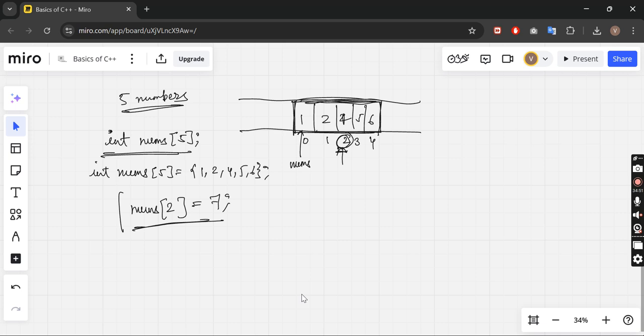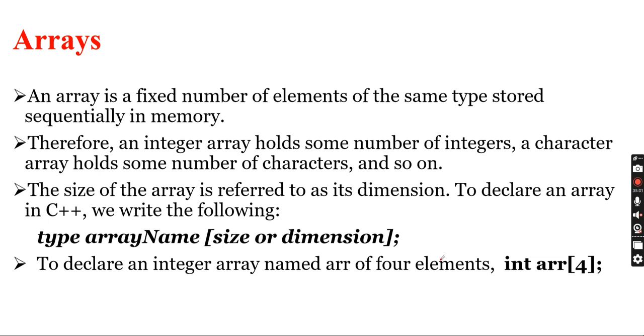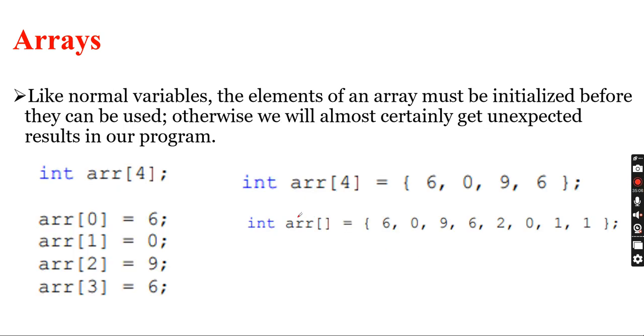So this is how arrays work. Whenever you create an array, they will reserve a contiguous memory, and you can just store a number of values. There are various ways to create an array.